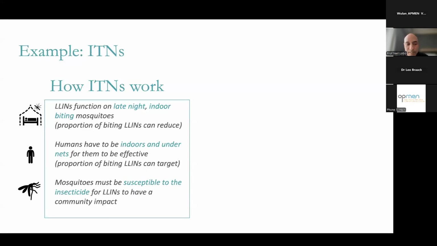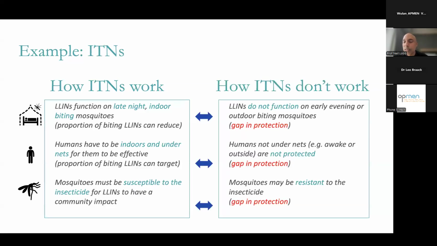Now, what's the opposite of all this? What is the flip side of how bed nets work? So here is something that I would ask you to do: not just evaluate everything on the left, but if you do it well, you can also evaluate everything on the right. Bed nets function on late night indoor biting mosquitoes. Bed nets do not function on early evening or outdoor biting mosquitoes. Bed nets do not function when mosquitoes are not under their nets. Oh, sorry, when humans are not under their nets. Bed nets do not function then, right? And if mosquitoes are resistant to the insecticide, that's also a gap in protection.